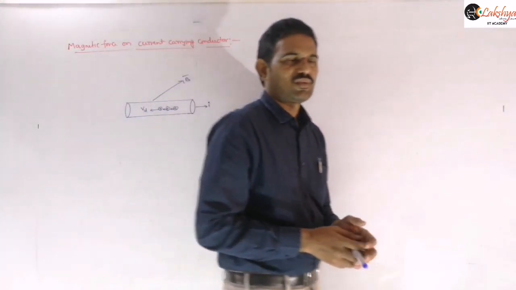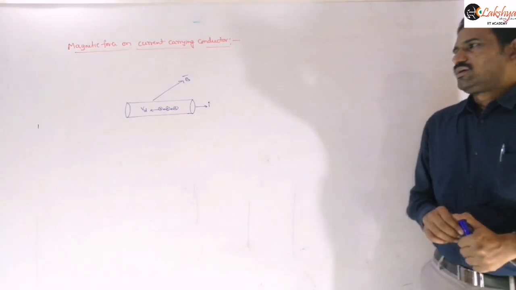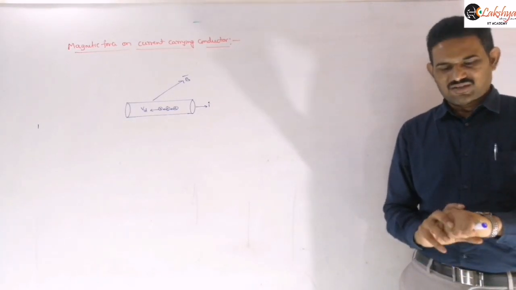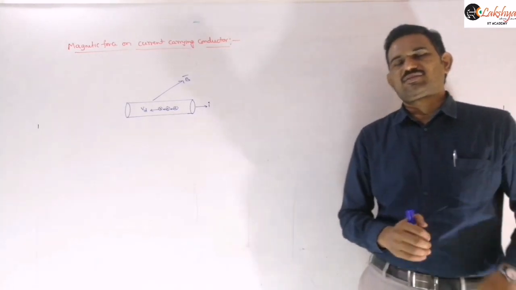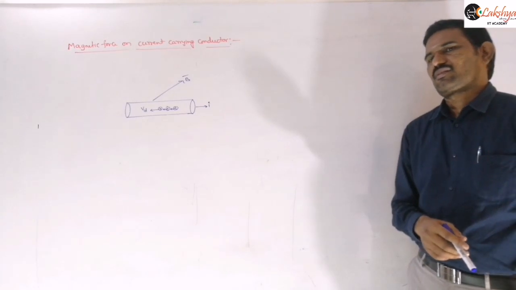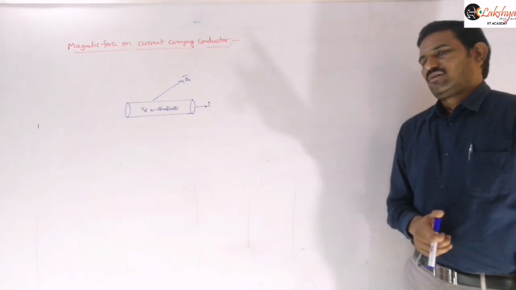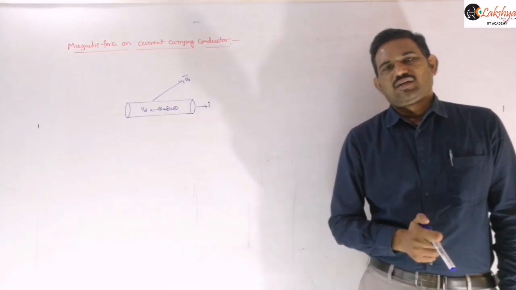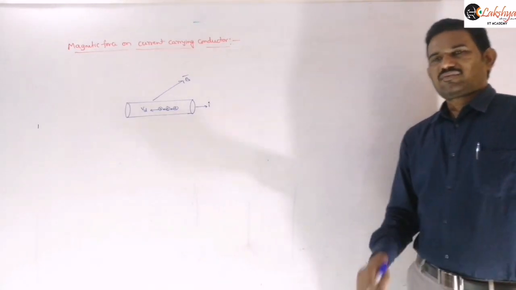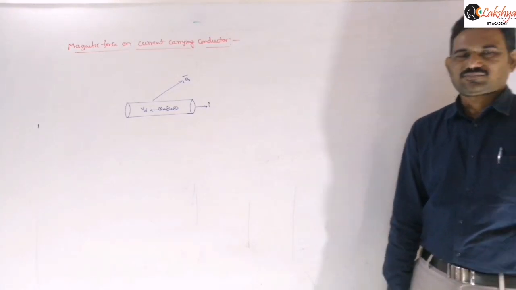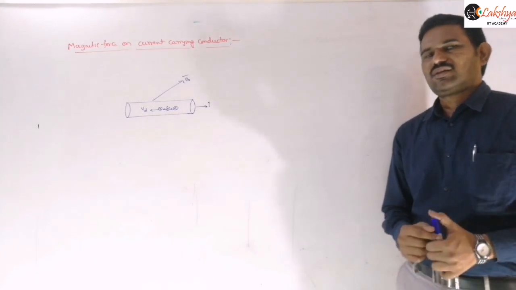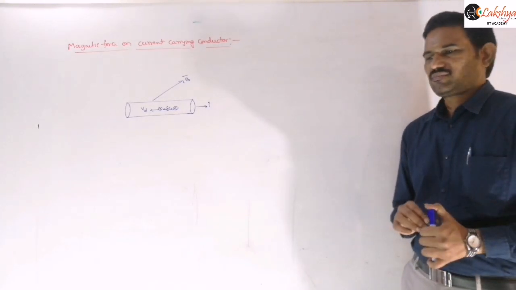Consider a current carrying conductor placed in an external magnetic field. The current flowing through the conductor is due to the flow of electrons.